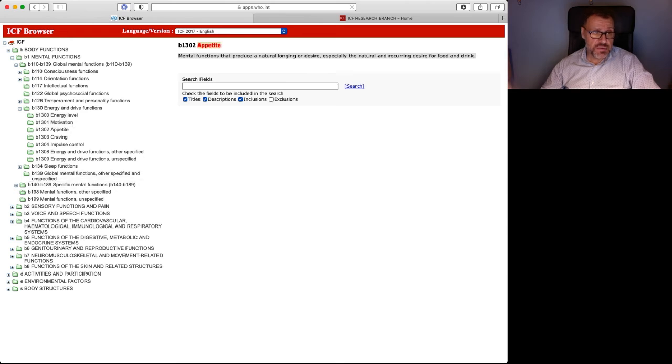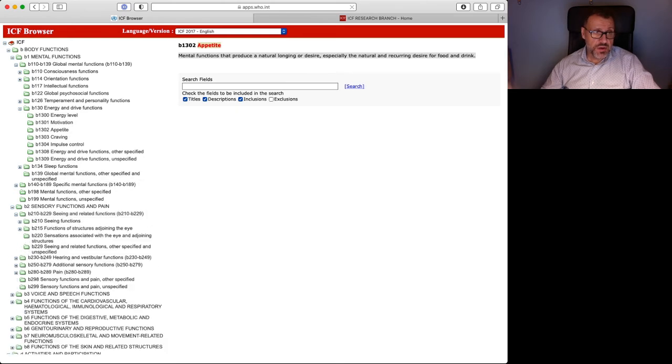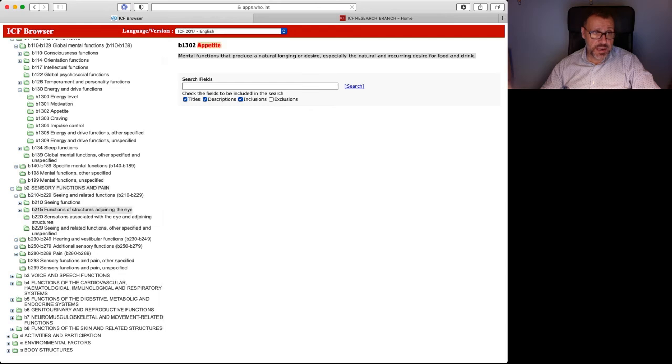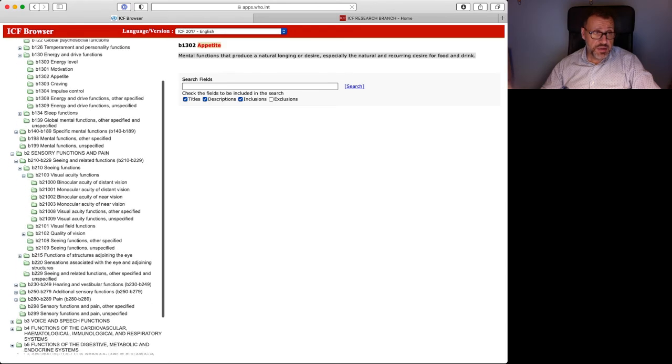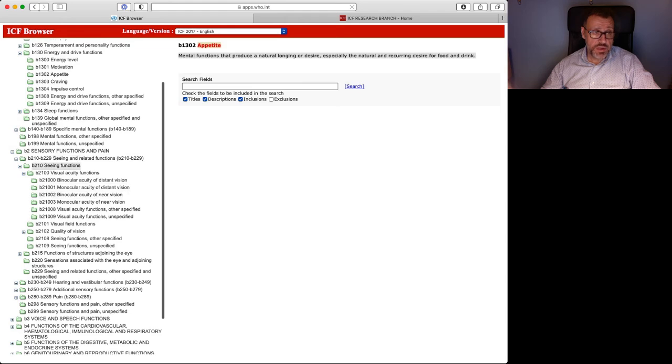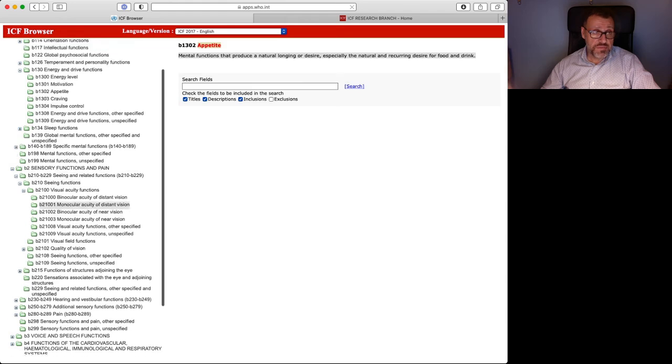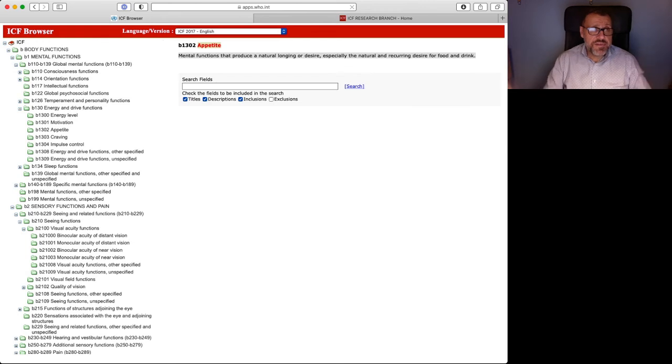To find fourth level categories, we need to go to the sensory functions and pain chapter, where we can find the example we have seen before.